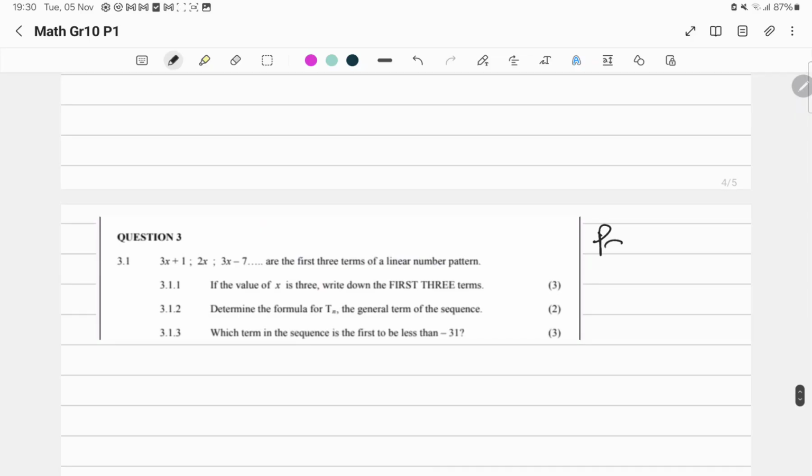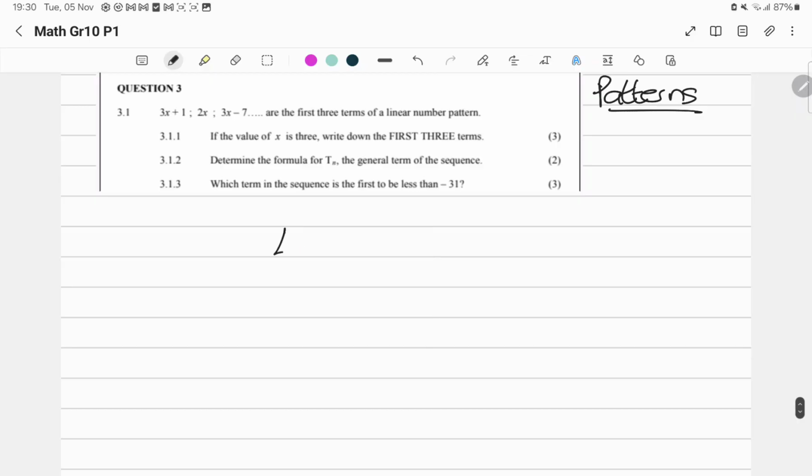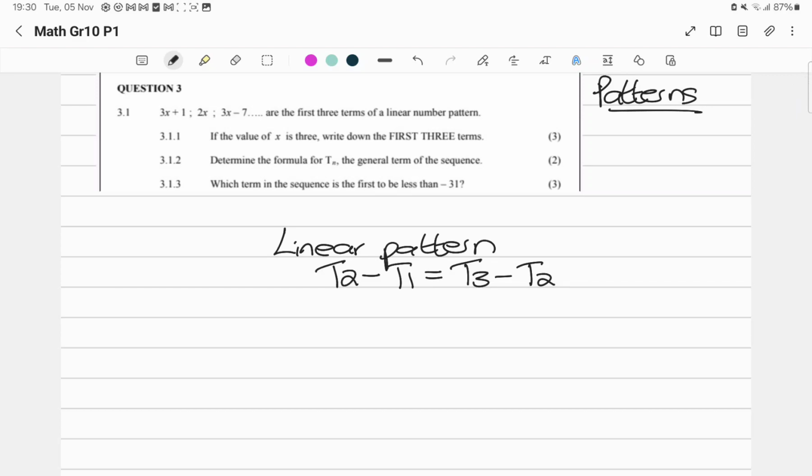Okay, your patterns. Very important, remember if you have a linear pattern, it means that I have a constant difference, which means that T2 minus T1 will give me the same thing as term 3 minus term 2. So there's constantly going to be the same difference. Every time I'm adding 2, every time I'm subtracting 4.